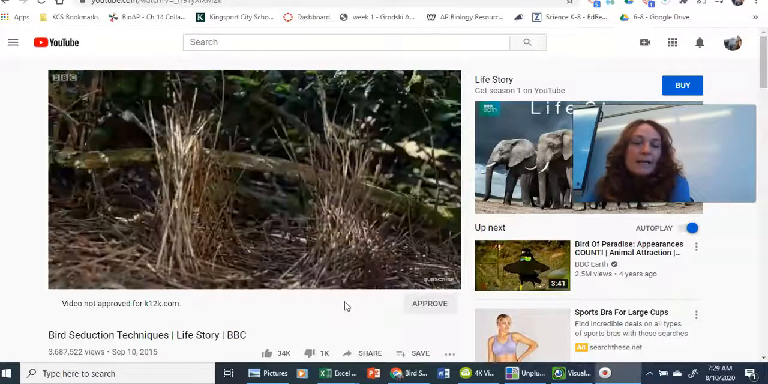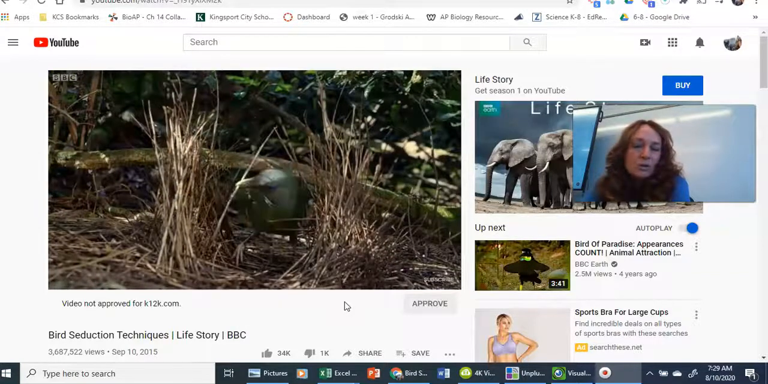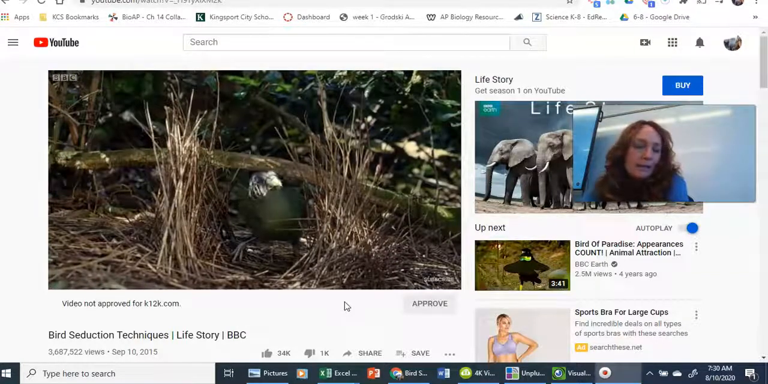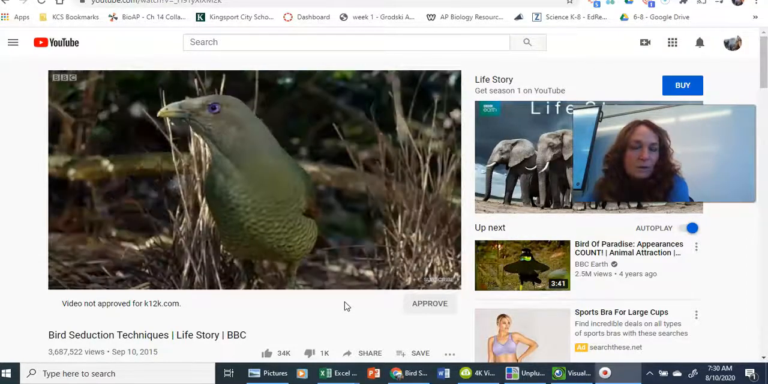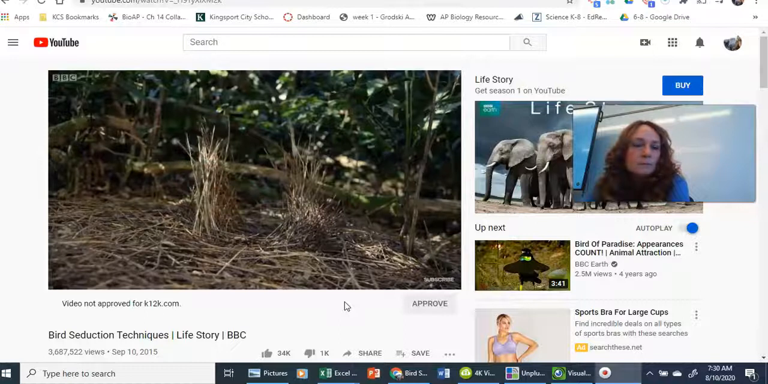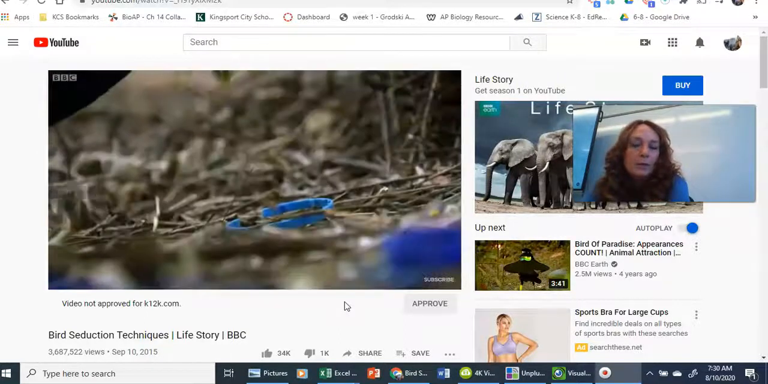So that's almost like a stage entrance where they preen, and it draws attention from the female to that little hole. And it's not just about building. So this is important right here.